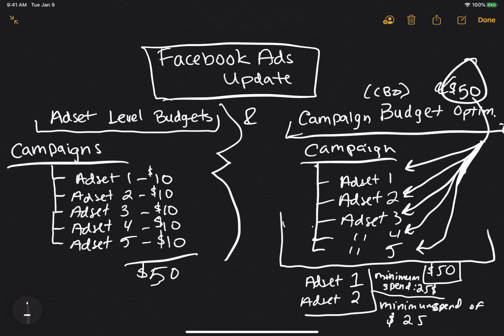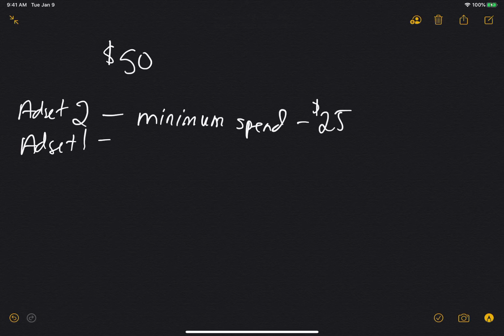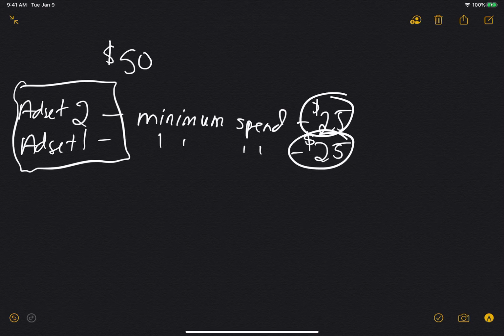What that's going to do is spend $25 on each. So basically you set the minimum spend limit. I'm just going to go ahead and create a new one. If you wanted to do $50 and you have two ad sets, ad set 2, ad set 1, you set the minimum spend to half of the 50, which is $25, and you do the same thing here. So now you're spending $50 on these two ad sets, and Facebook's only going to spend 25 on each. So you're technically doing what you were doing before with the ad set level budget. That's a great workaround.